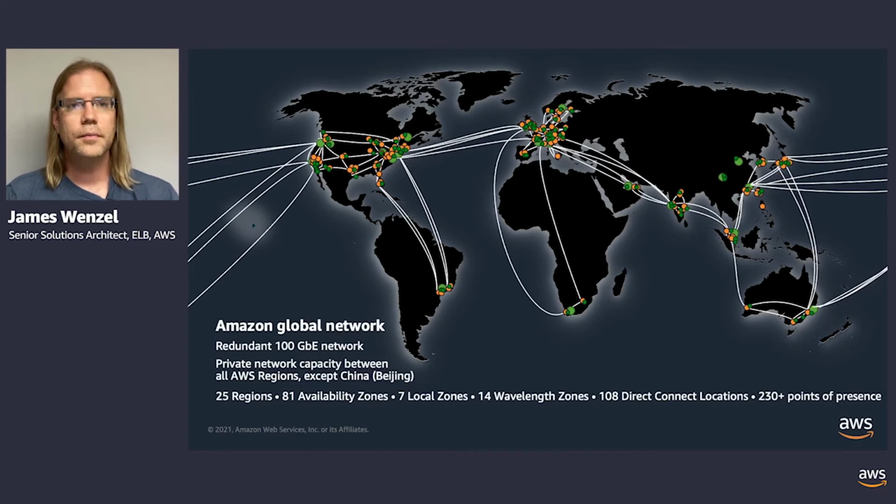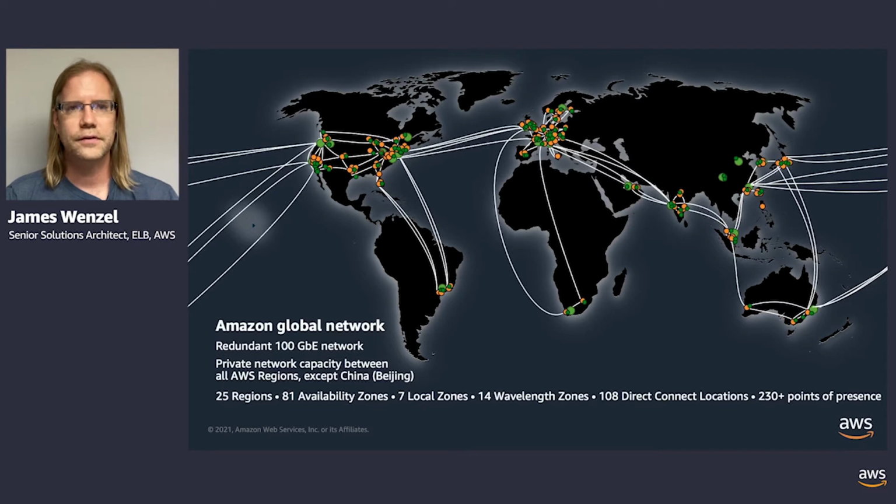Now, what does this global backbone support? It supports right now, as of this recording, 25 regions, 81 availability zones, and 7 local zones, which are basically a presence in a major metropolitan area to reduce latency to that area, such as LA.